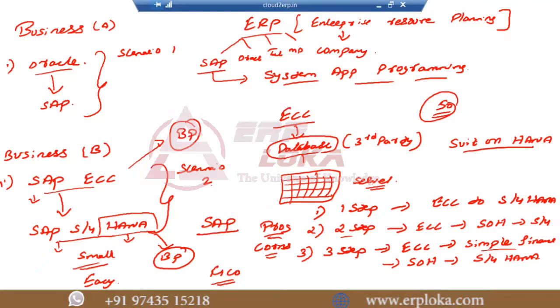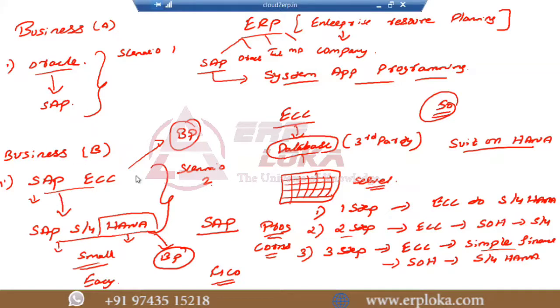They can just convert the SAP from ECC to S/4HANA using the FICO module first. If the FICO module is a success, if everything is working fine, then they can start with the other modules. Okay, these are the steps to convert ECC to S4. In scenario 1, when you don't have SAP and you want to implement SAP, you have only one step. You are directly converting it from Oracle to SAP S/4HANA.